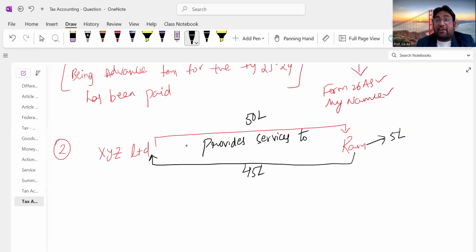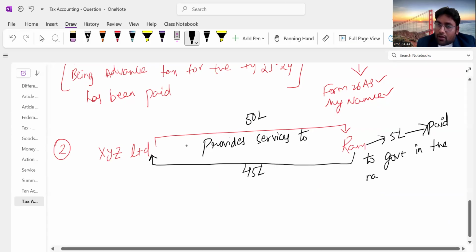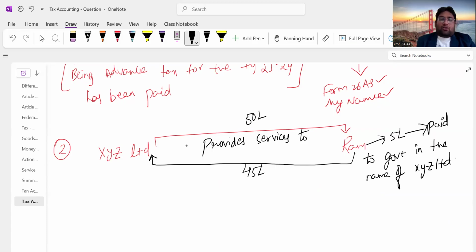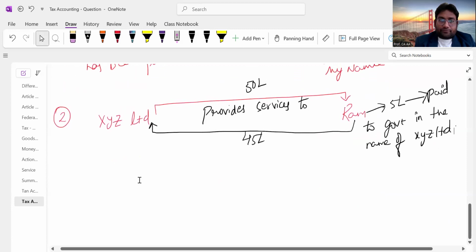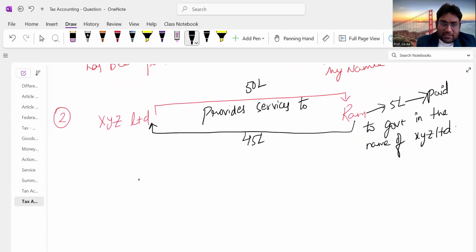That is called tax deducted at source. This is one more concept in the Income Tax Act 1961. The person who is responsible to make the payment has to deduct it and pay it to the government. This 5 lakh will be paid to the government in the name of XYZ Limited.